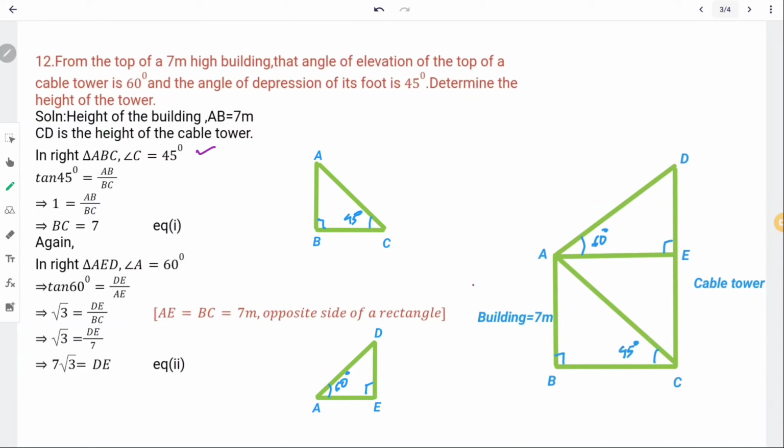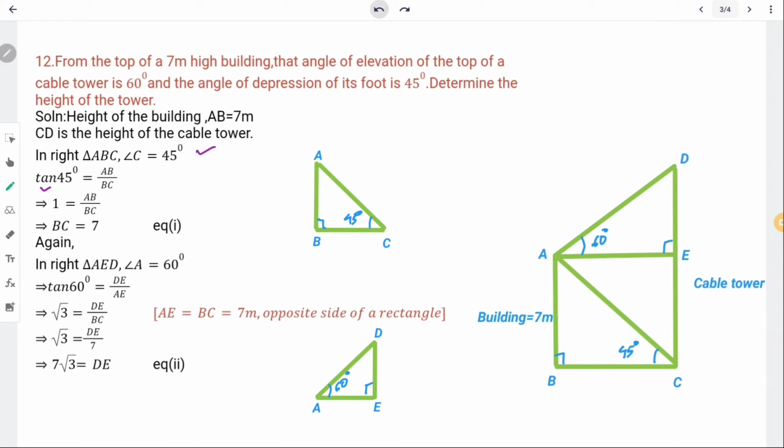In right triangle ABC, you can already see I've drawn the smaller one here. They've given us the angle as 45 degrees. From here, we'll try to find BC. So tan of 45 degrees is perpendicular by base, AB by BC. Tan of 45 degrees is just 1. AB equals the height of the building they've already given us, so 7. We'll do cross multiplication, this BC will go out, and you're left with BC equals 7 meters straight away.